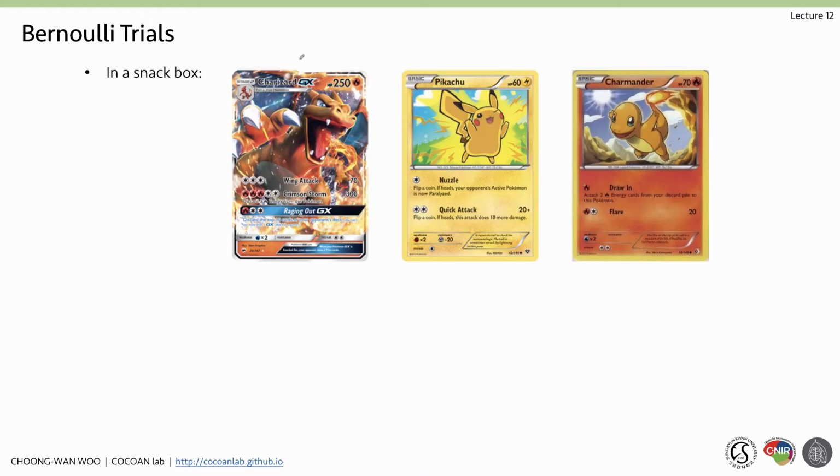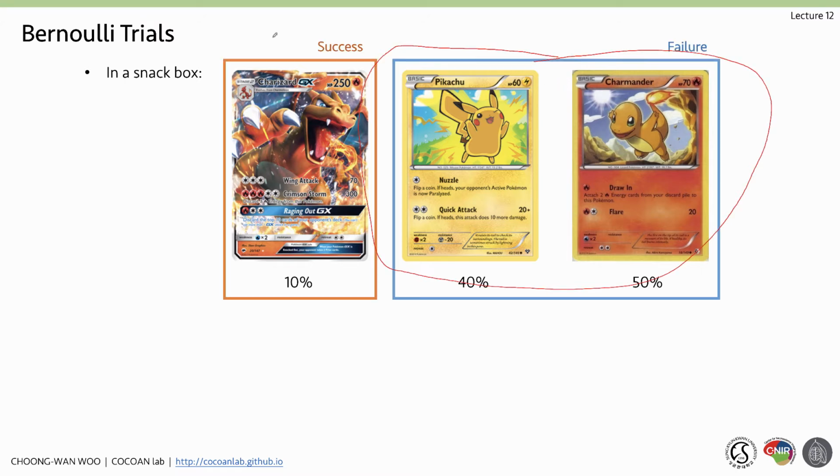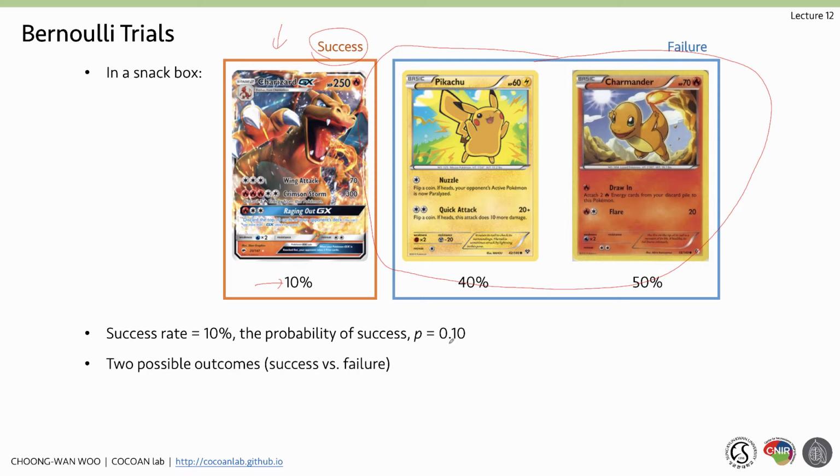So there is a snack box. The snack box has some interesting cards, for example, the Pokemon card. There are very cute but not that strong cards like that. If my kids get this, they should think of it as a failure. But there is a really strong and rare card, and that is a success. So let's say the success rate is 10%, then the probability of success is 0.1. And there are two possible outcomes here, success and failure. And each trial, purchasing a snack box and getting the card, is independent of the others.